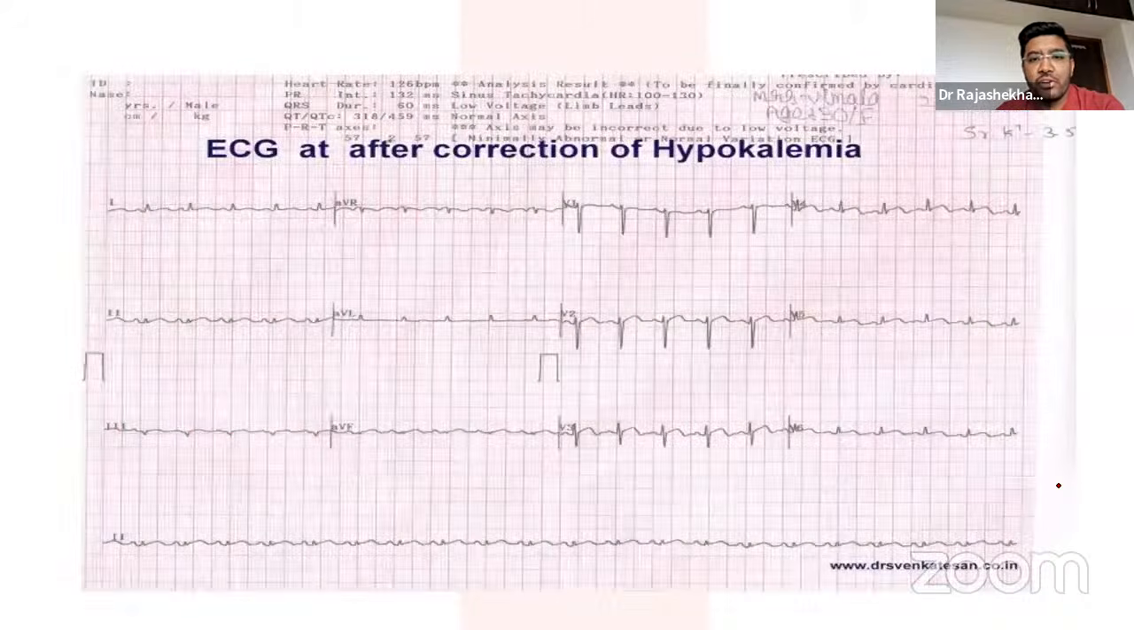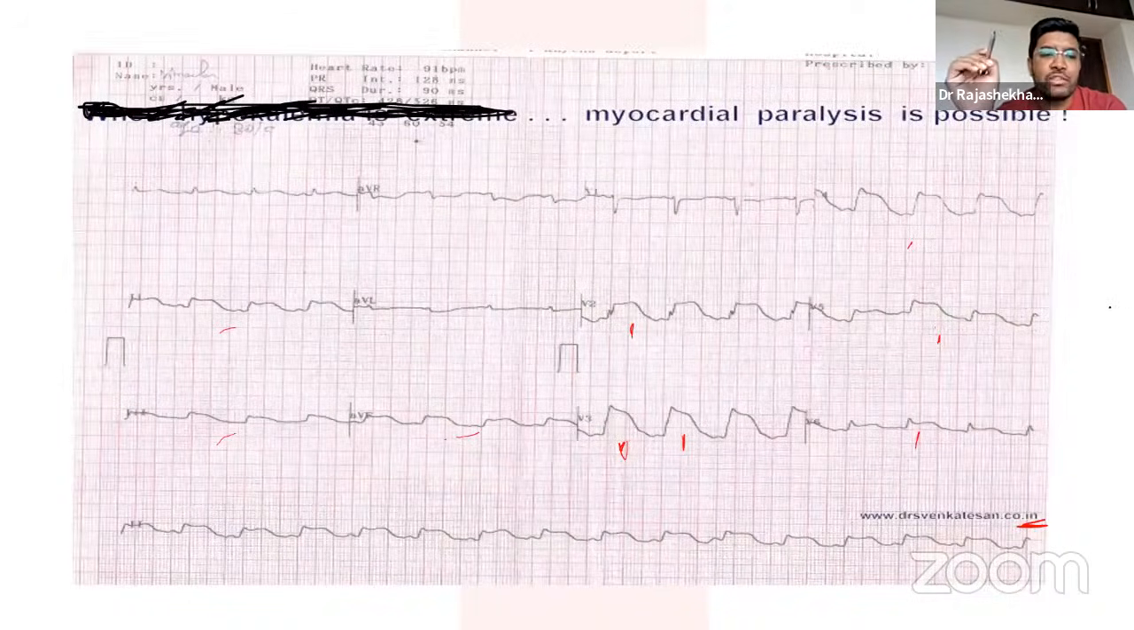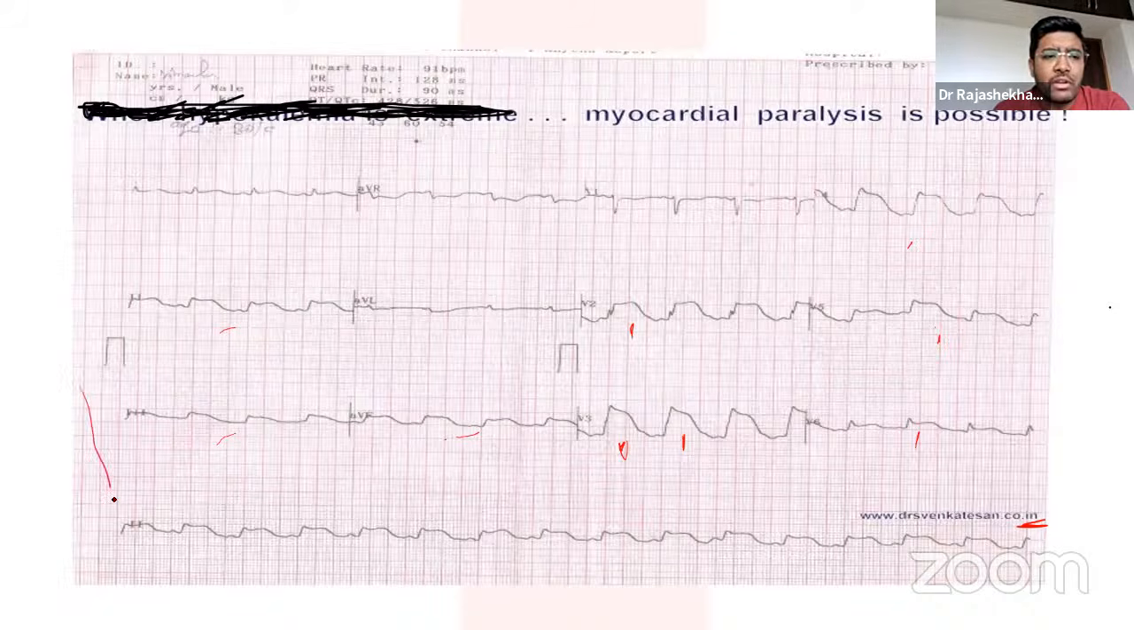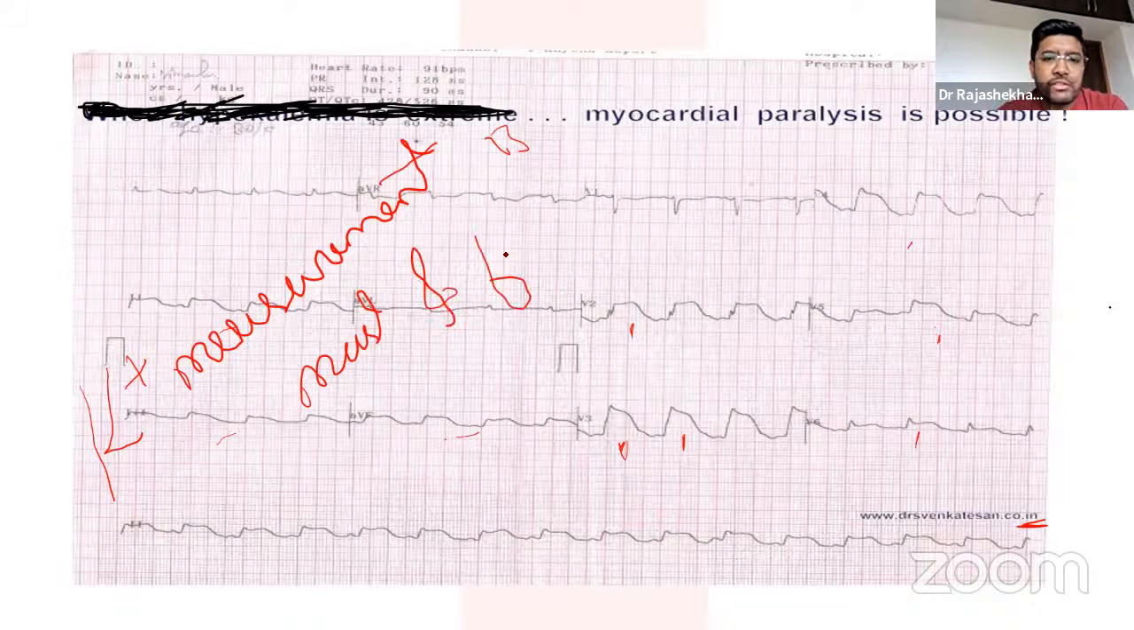So this is the same patient after getting the correction of the hypokalemia. In this patient, the potassium was actually 1.3. So there is a lot of heterogeneity in the presentation of hypokalemia in day-to-day practice. So in any patient who is coming with any amount of cardiac rhythm abnormality, the potassium measurement is a must. Please remember this. Potassium measurement is a must and first.